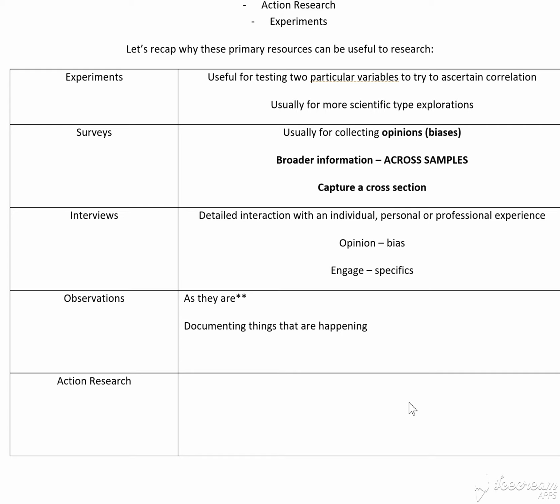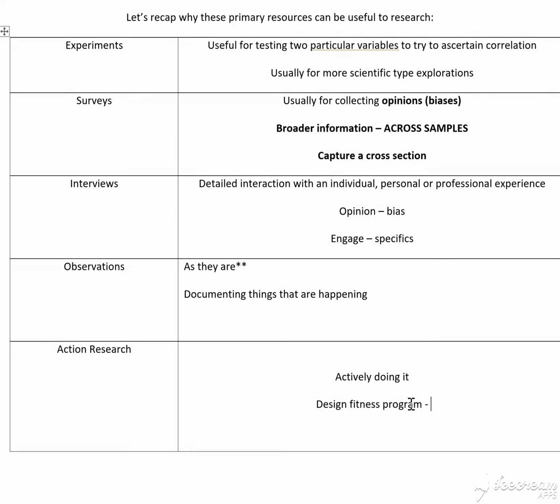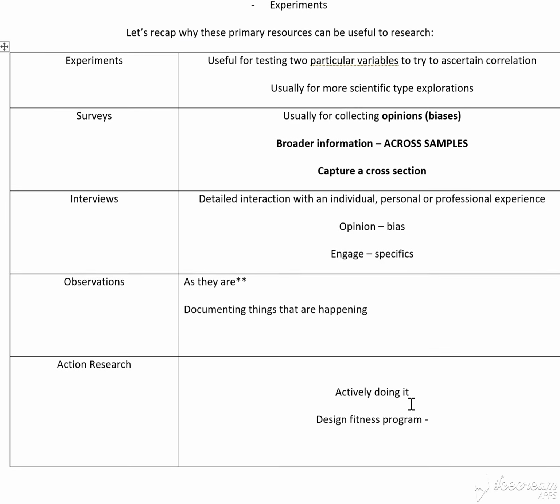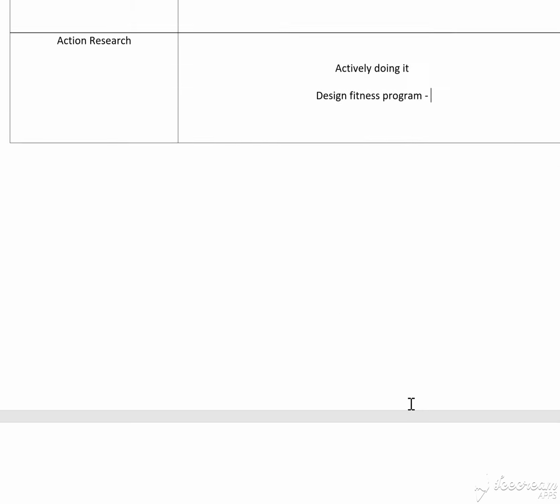Action research is different. Action research is the opposite because you are actively doing it. So let's say we want to design a fitness program that can be done in our backyards without leaving the yard. Can we stay fit and healthy? Let's test it. And so we're actively engaging, living through something to see what the impacts are. So it's a very different type of research. All of these have a place. All of these could be used differently depending on the type of research you want to engage with.